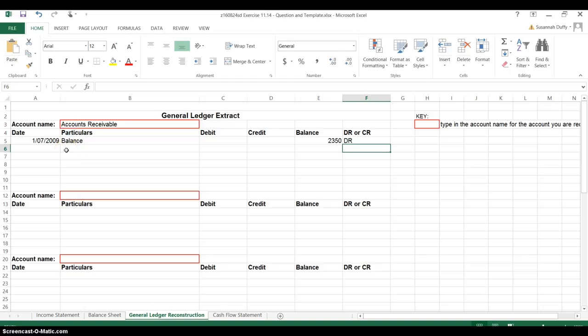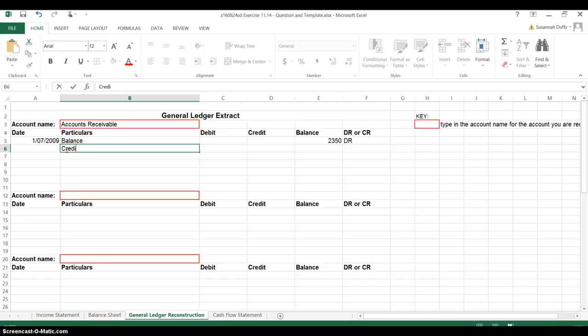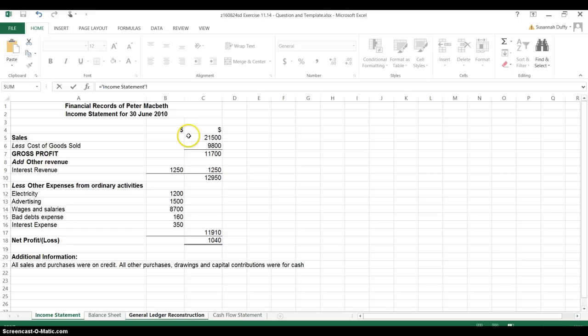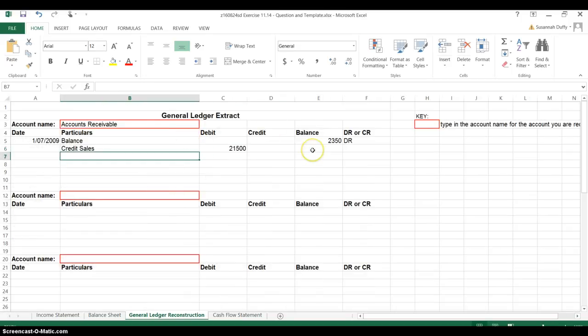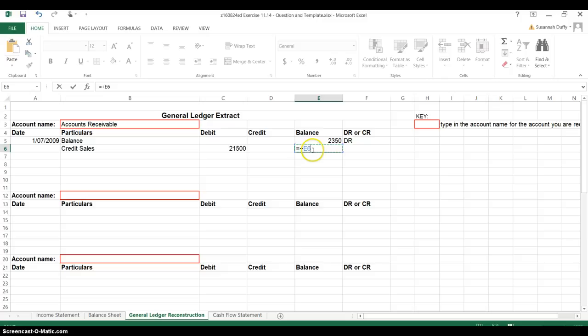What else do we know? We know that there were credit sales made during the year, so we can record those in from the income statement, 21,500. Add those together because they're both debits.